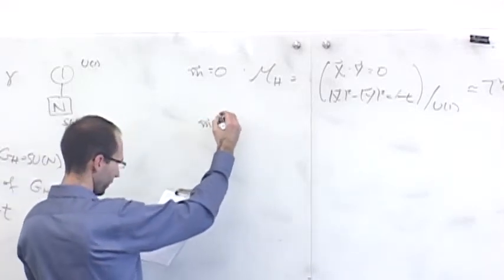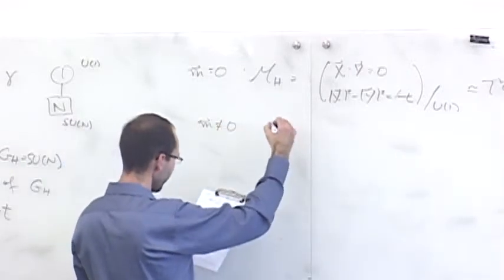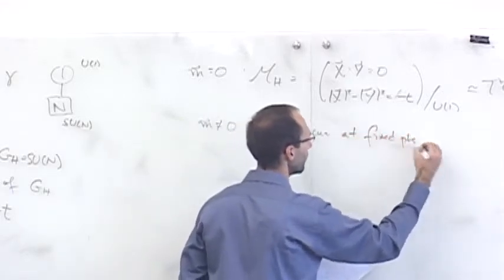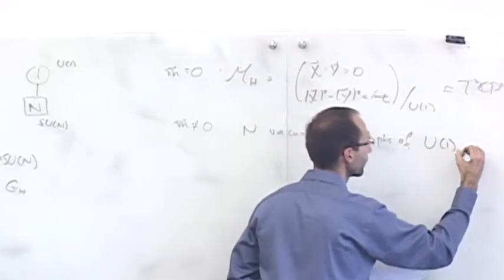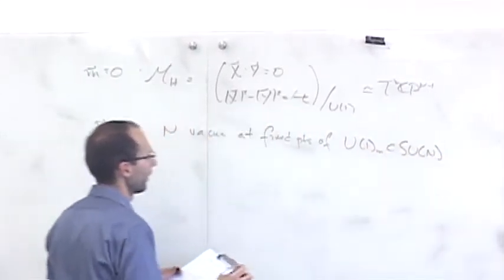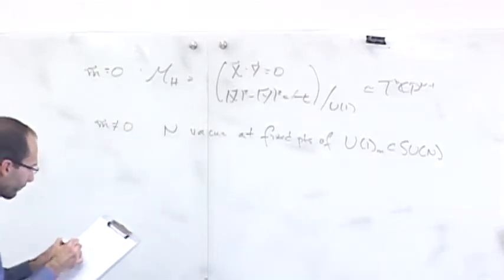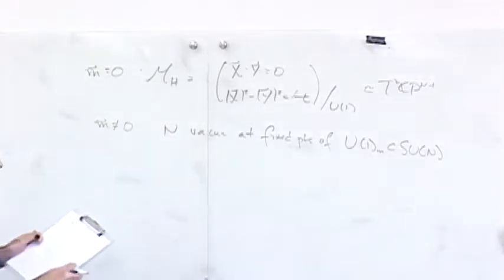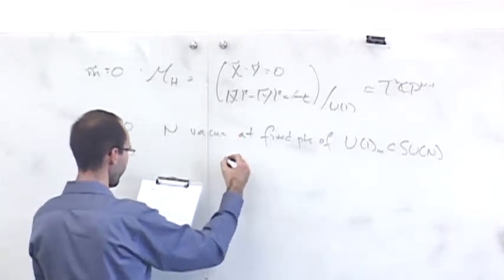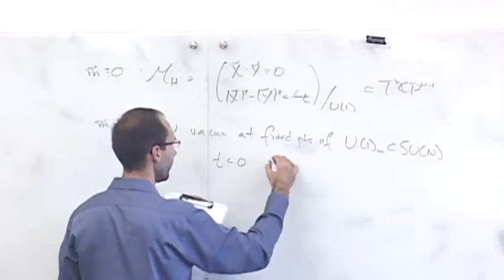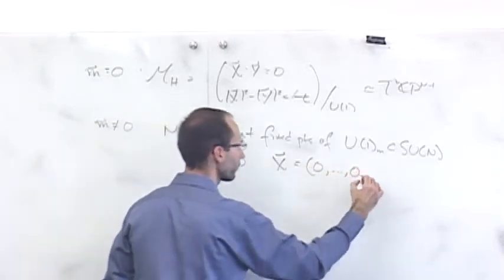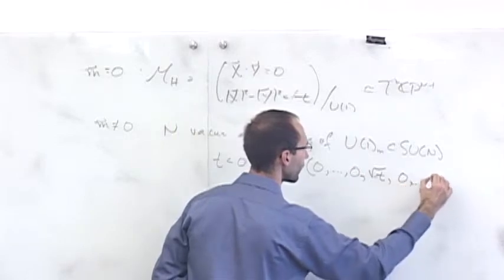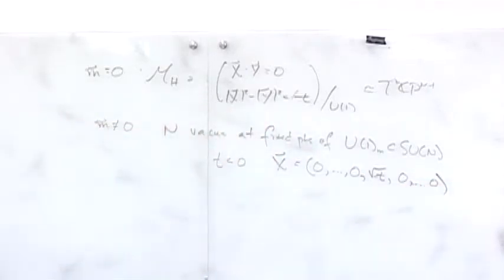If the masses are not 0, then there are N vacua at fixed points of some U(1) inside SU(N) determined by the mass parameters. If we parameterize the hypermultiplets properly, then these vacua are just the points, say, when t is negative, where x is a vector of zeros with square root of minus t at some position. And so there are N ways to do that.